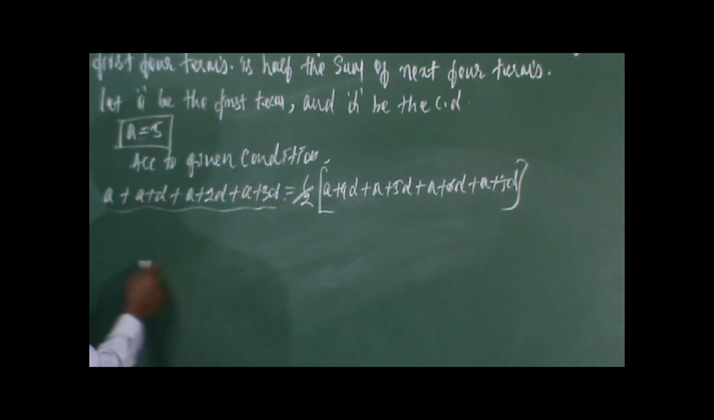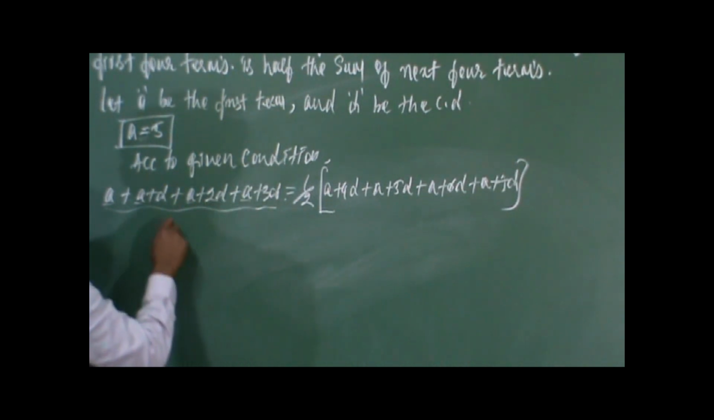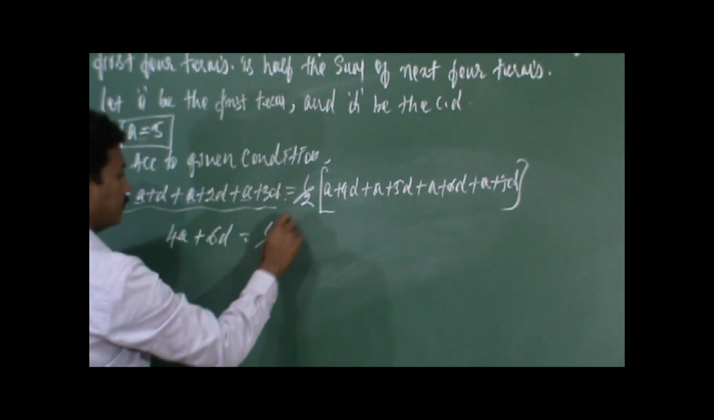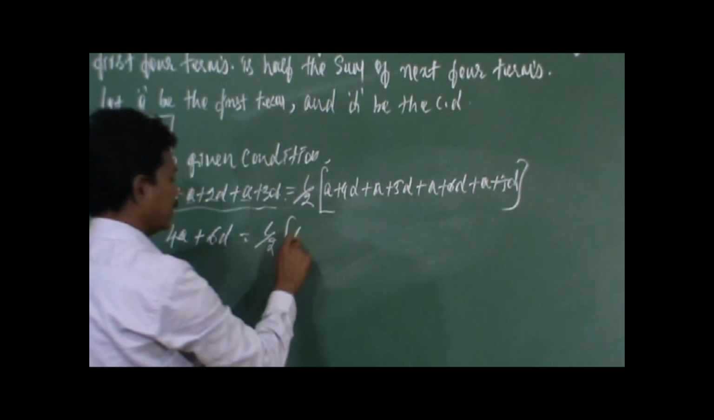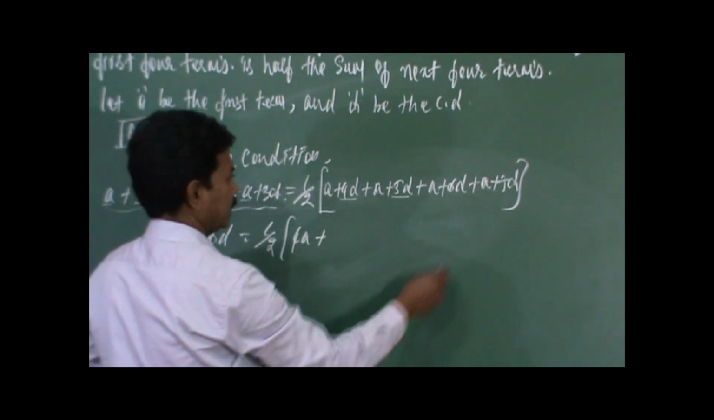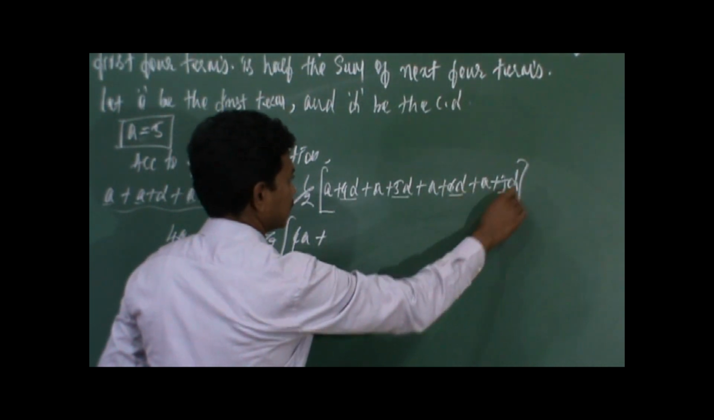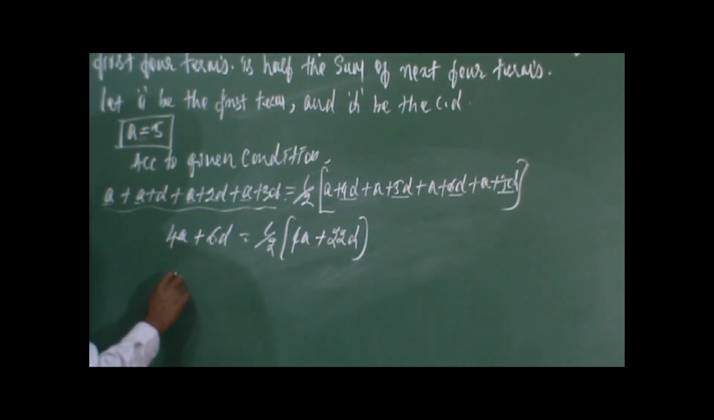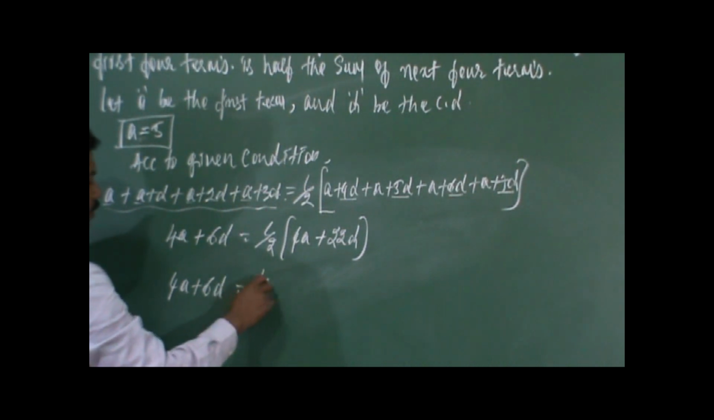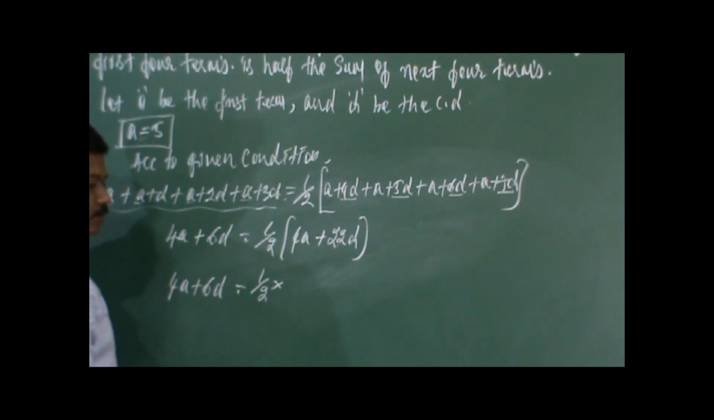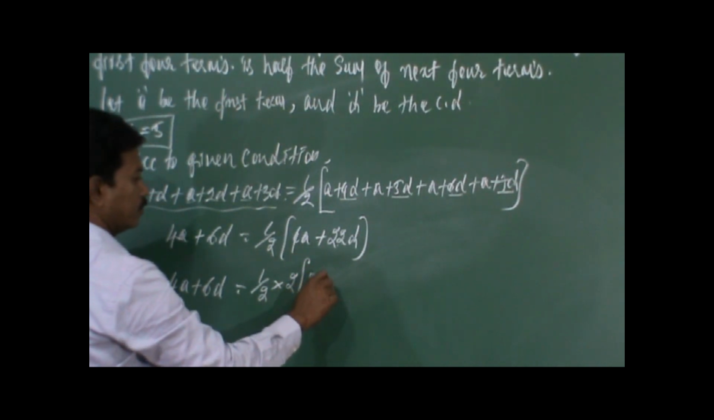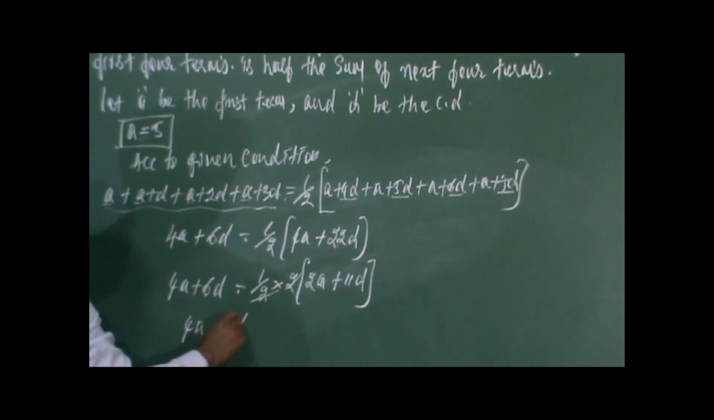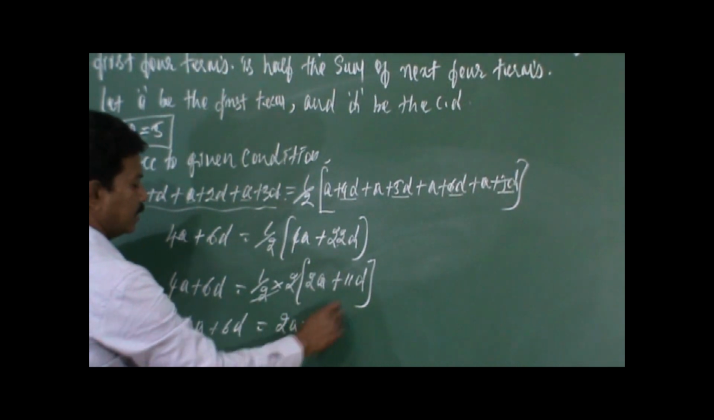So now we will add up the first terms. A plus A plus A plus A is 4A, plus D plus 2D plus 3D is 6D, is equal to half into A plus A plus A plus A, again 4A, plus 4D plus 5D is 9D, 9D plus 6D is 15D, 15D plus 7D is 22D. So this is the mathematical form. Again, 4A plus 6D is equal to 1 by 2 into, let us take 2 common out of this. If you take 2 common, you are left with 2A plus 11D. So 2 and 2 get cancelled. So 4A plus 6D is equal to 2A plus 11D.